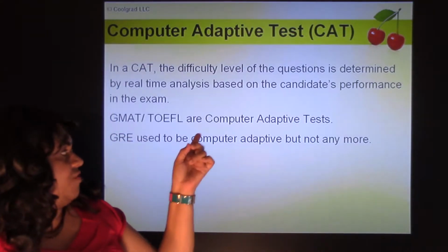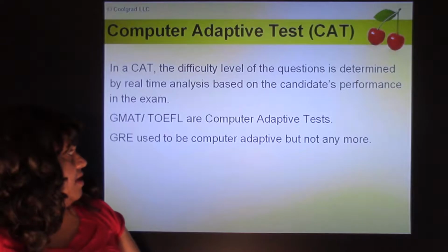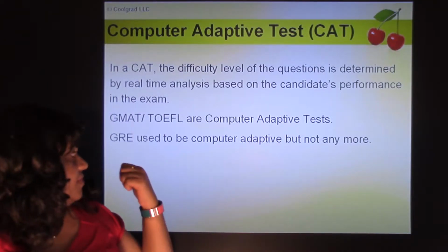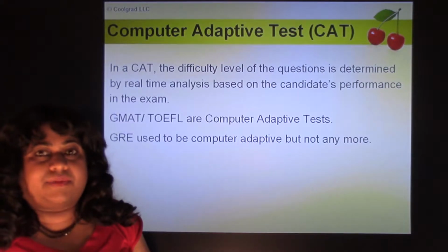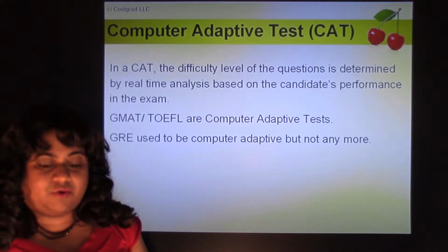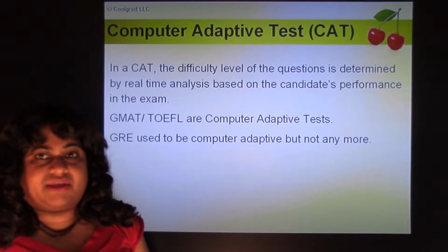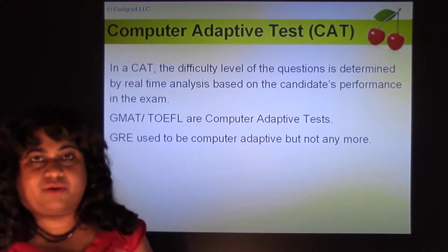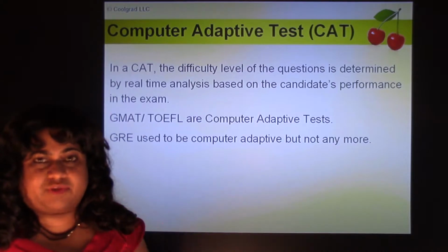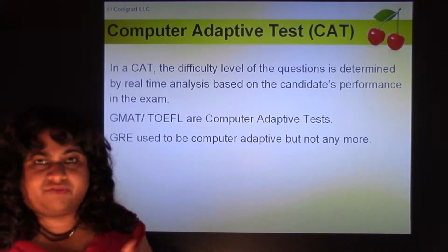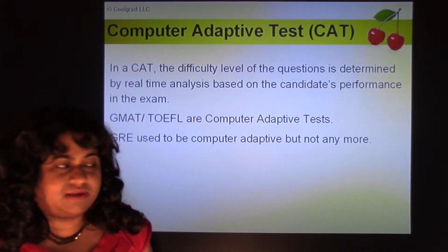So the GMAT and TOEFL are computer adaptive tests as of now, but the GRE used to be computer adaptive till a few years ago, but it's no longer computer adaptive. So that's something you need to keep in mind. But you don't have to really worry about this too much as a test taker. If you're giving these exams, you don't have to worry about whether it's computer adaptive or not. It's just useful to know this.